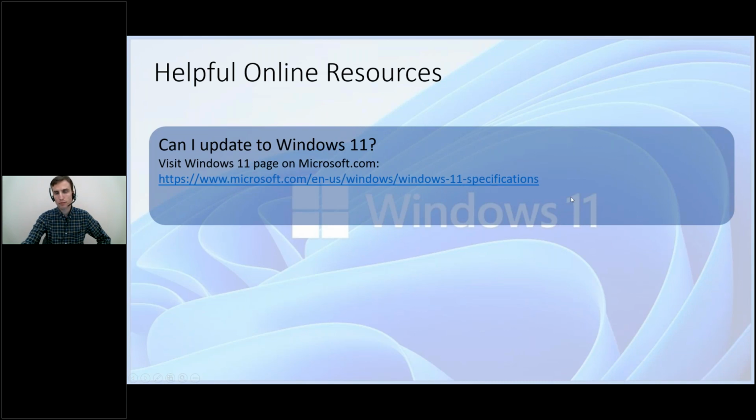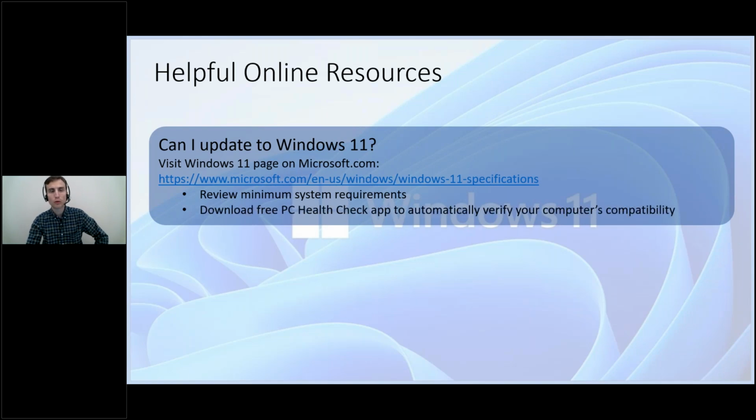If you can't write that all down, just go to Microsoft.com and select Windows from the main menu, then select Windows 11, and you'll find a drop down for system requirements. It's very easy to find. From there, you can review minimum system requirements, and you can download the free PC Health Check app to automatically verify your computer's compatibility.